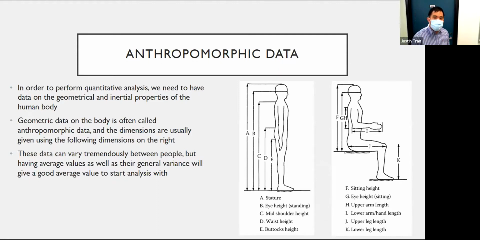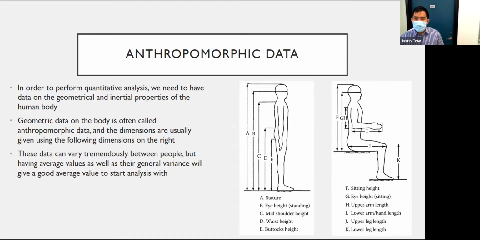All right, and so finally, the last thing I want to talk about in these slides is this idea of anthropomorphic data. A lot of times, when you're doing biomechanical analysis and you want to do quantitative analysis, you need to have some data in terms of how tall people are, how long certain limbs are, and things like that. Data like this is constantly being collected on the human population for different age groups, different groups for everything, and they're summarized in data tables. We call that anthropomorphic data. It's fairly standardized in terms of what types of measurements they take. It's just that the values of those measurements change depending on what people you're looking at.